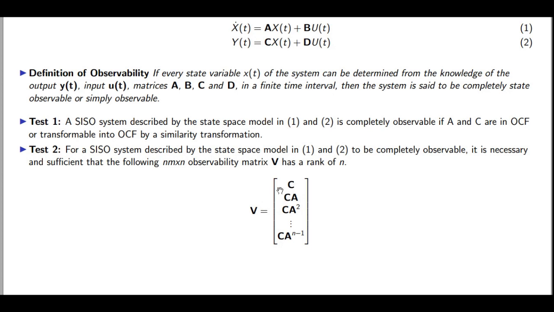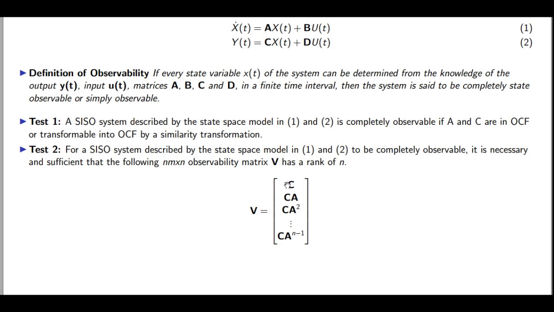If you look at the size of this matrix, C will have a number of rows equal to the number of outputs, and the number of columns equal to the number of states. CA will give the same size, and therefore the number of columns is always equal to the number of states n, whereas the number of rows increases with the number of outputs.